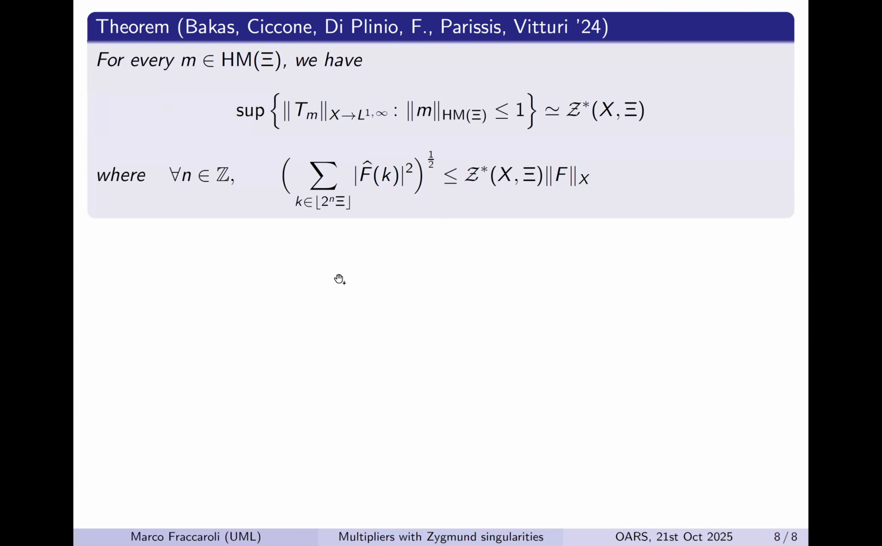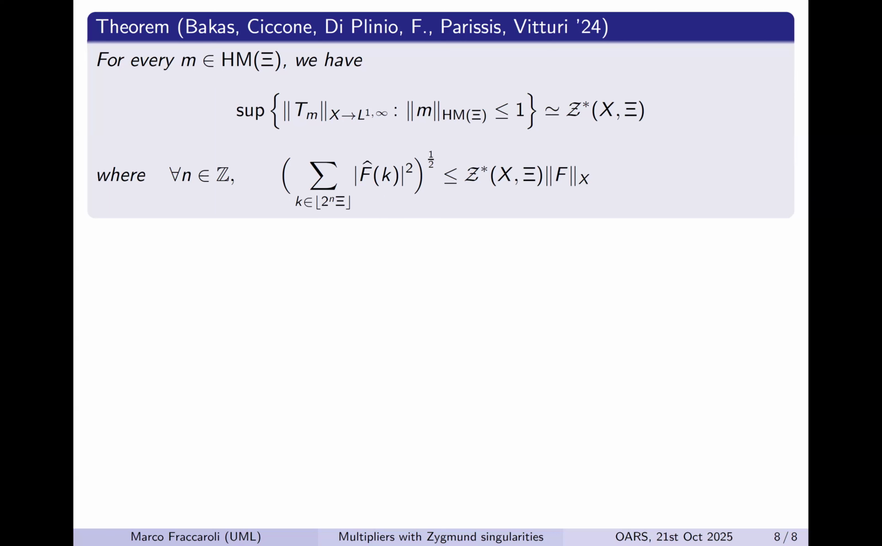I'm here recalling the results that we proved: for a multiplier that satisfies the Hörmander-Mihlin condition with respect to the set of singularity xi, the best endpoint estimate that you can expect is intrinsically equivalent to the multiscale Zygmund property that you have for xi, where you have X. And I'm just recalling the definition of multiscale Zygmund property.